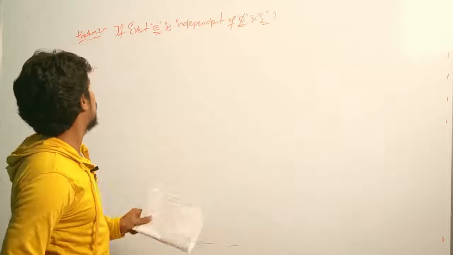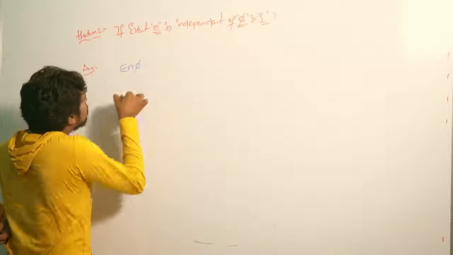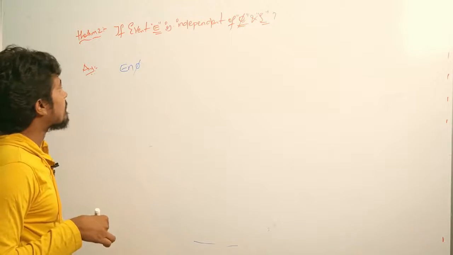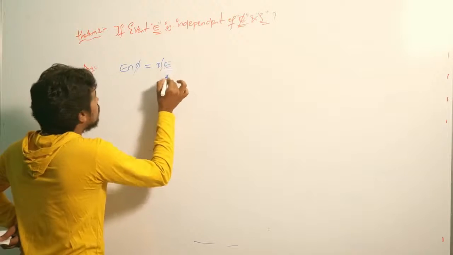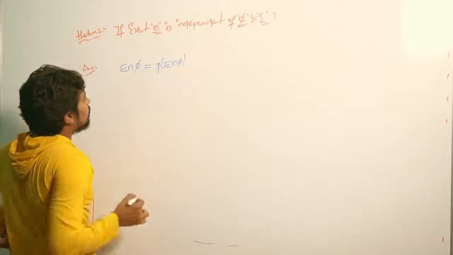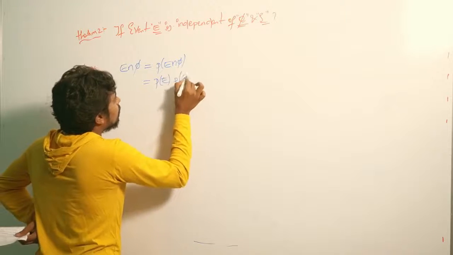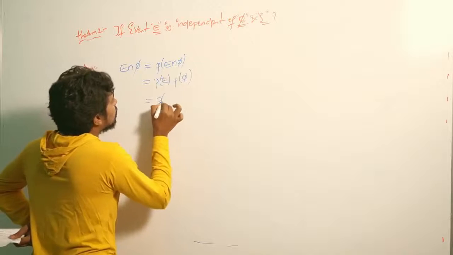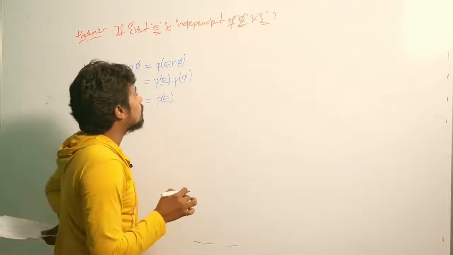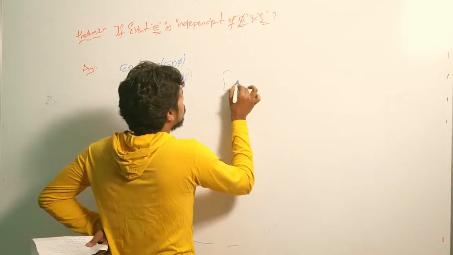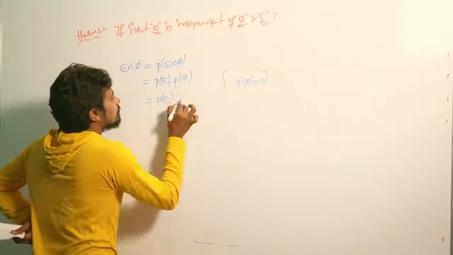Here, if you want to take E intersection phi, what will happen? If you apply the probability, this will be the P of E intersection phi. This will be the P of E into P of phi. This will be the P of E into, what is the P of phi value? That will be 0. P of phi will be equal to 0.